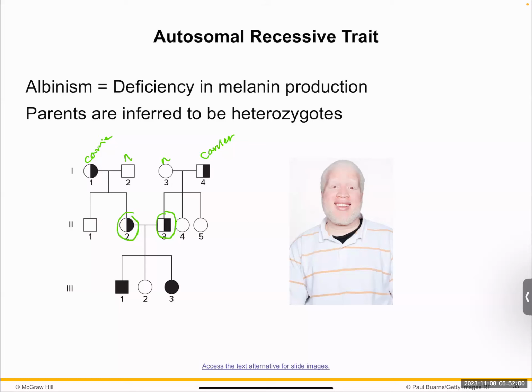a carrier, and when those carriers meet, the chances are that their children might have albinism. If you recall, when I was talking about the autosomal recessive characteristic, I said there are chances where it skips 1 generation, and then you observe it in the next generation. So from grandparents to the grandchildren.